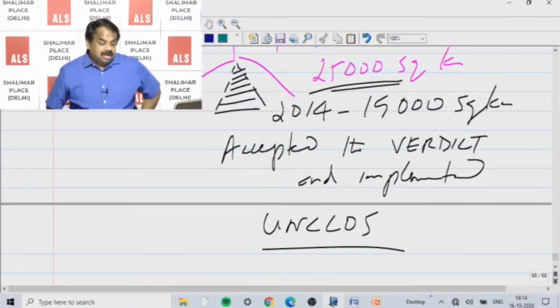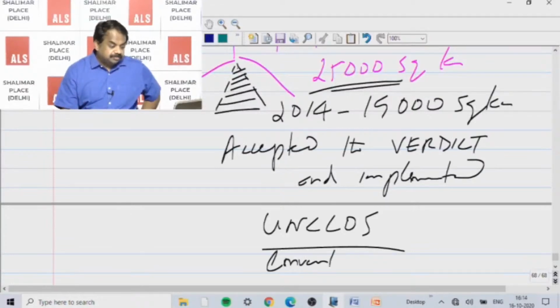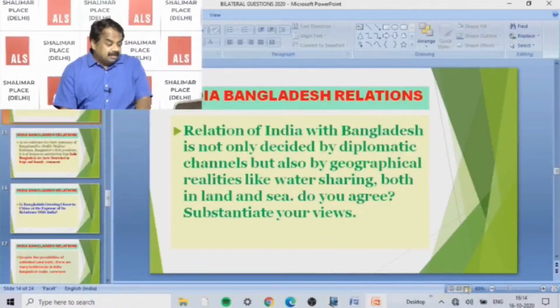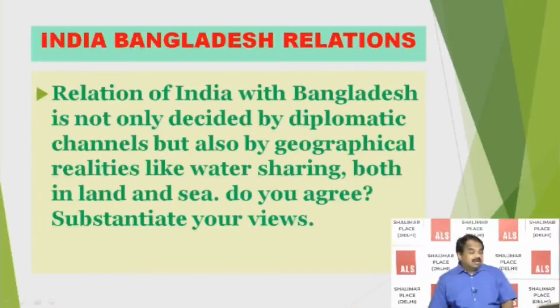So, United Nations Convention on Law of Seas, and under this we have agreed. Water is a major issue between India and Bangladesh, and as I told, it is a geographic reality like water sharing, and we have by and large settled.